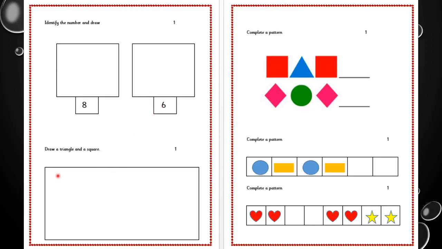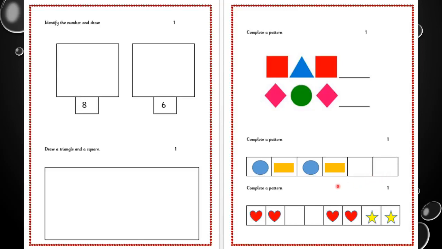In the data handling, you will draw a triangle and a square. So you will draw here triangle and square. After finishing this, you will complete the pattern. You know how to complete the pattern. The first is square, triangle, square, and you will draw. Now next, in the same way here also you will complete the pattern. Next is also same. You have to complete the pattern over here. Circle, rectangle, circle, rectangle. Next, what will come here?